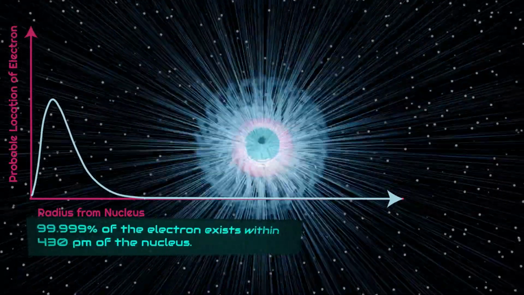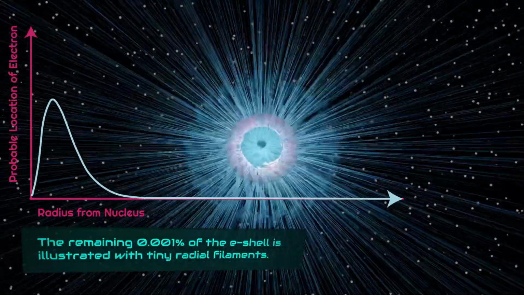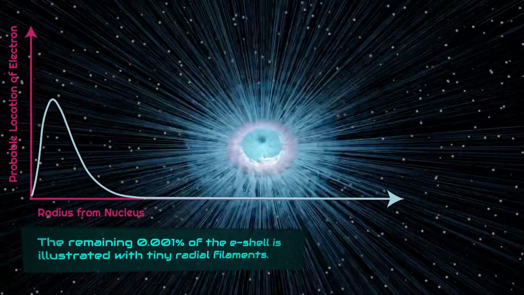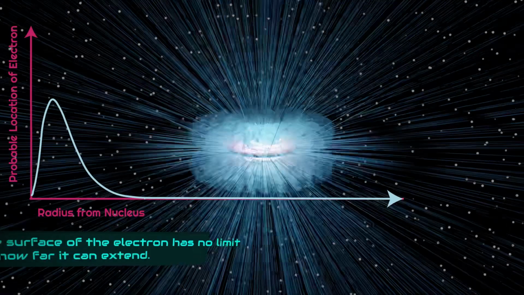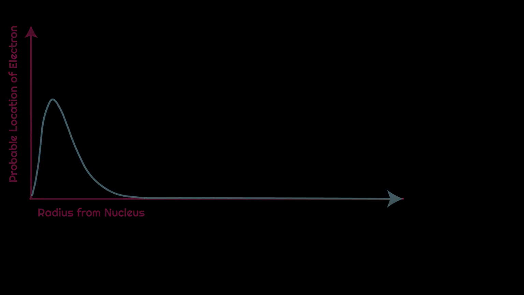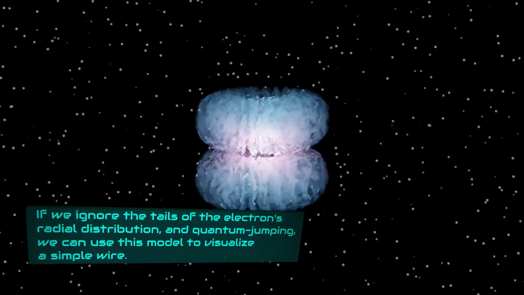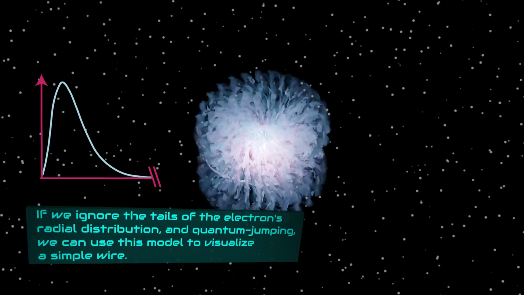99.999% of the electron exists within 430 picometers of the nucleus. The remaining 0.001% of the electron shell is illustrated with tiny radial filaments. The surface of the electron has no limit on how far it can extend. If we ignore the tails of the electron's radial distribution and quantum jumping, we can use this model to visualize a simple wire.